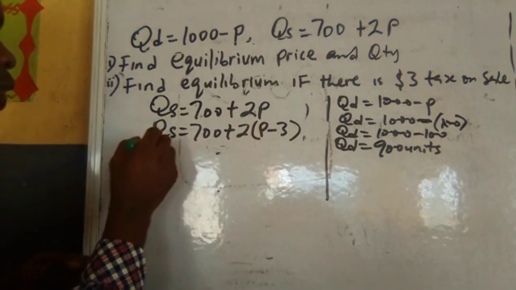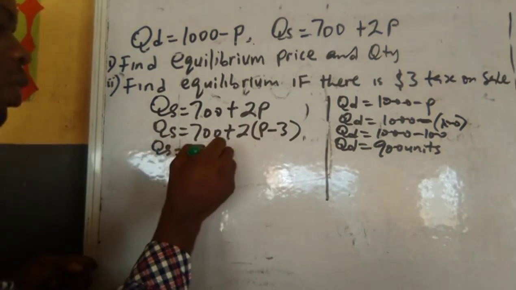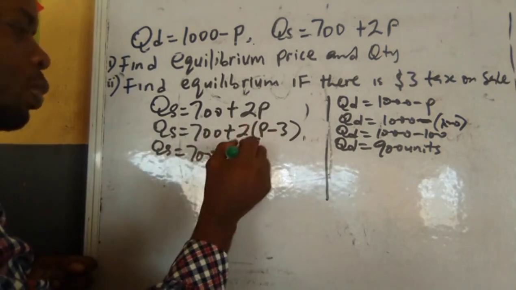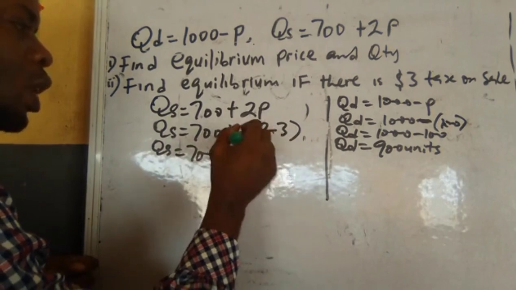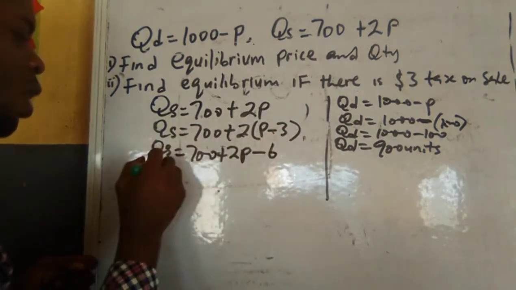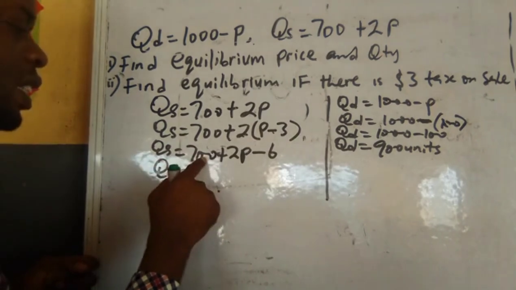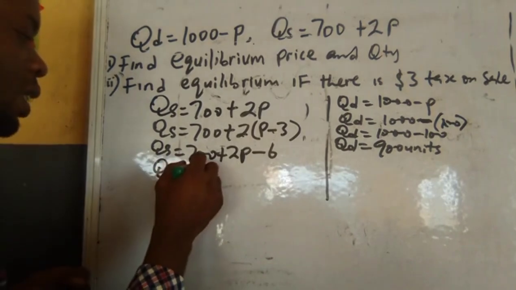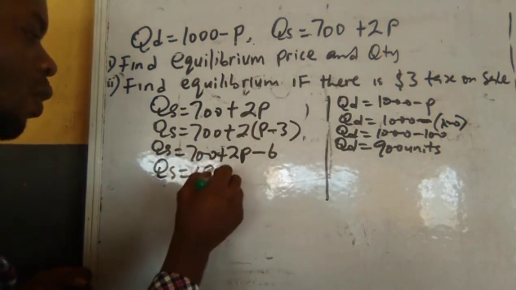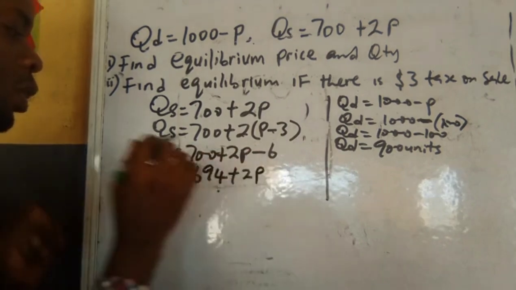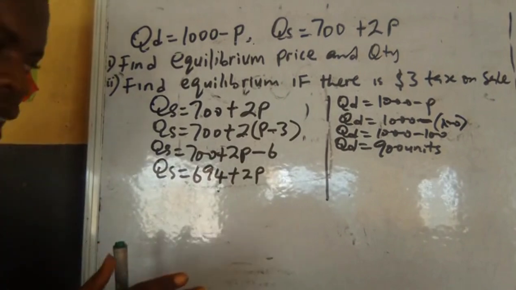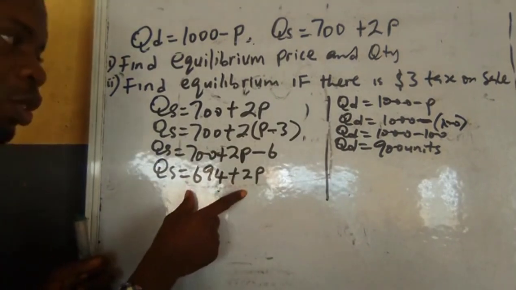So that is why we continue like this: QS equals 700, plus times plus will give you plus, 2 times P gives 2P. Plus times minus will give you minus, 2 times 3 will give me 6. So I write again QS equals 700 minus 6, which gives 694 plus 2P. So this is my real function now for supply. Do you understand? It has changed.